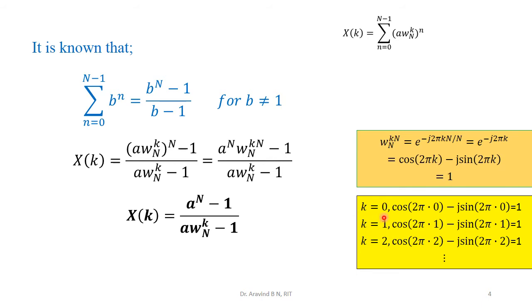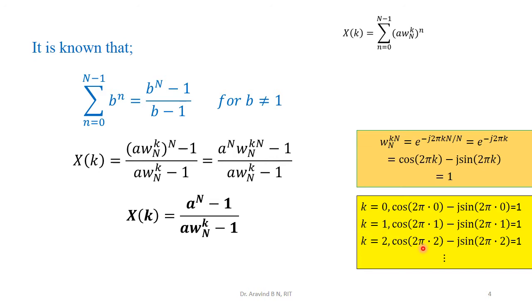At k is equal to 0, we get cos 2 pi into 0 minus j sin 2 pi into 0. Its simplified value is equal to 1. At k is equal to 1, it is cos 2 pi into 1 minus j sin 2 pi into 1. Again, its value is also equal to 1. If we keep substituting k is equal to 2, k is equal to 3, and so on, up to any value of k, we will always keep getting the value 1, because they are all simply multiples of 2 pi.